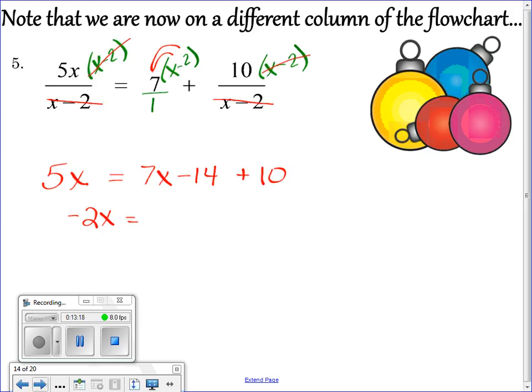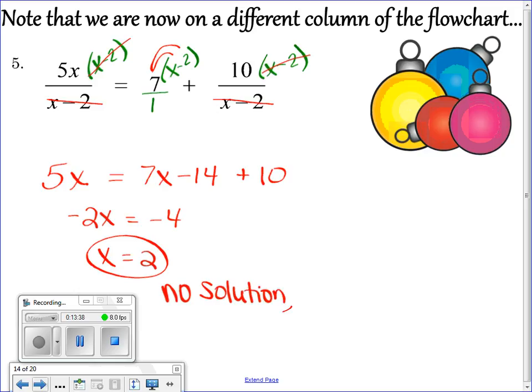It's linear because it's just x to the first. So negative 2x equals negative 4. So x equals 2. What? Why not? Because restriction. That's a restriction. There's no solution. Why are you doing it? I like that you're remembering to look at that, though. That's good.